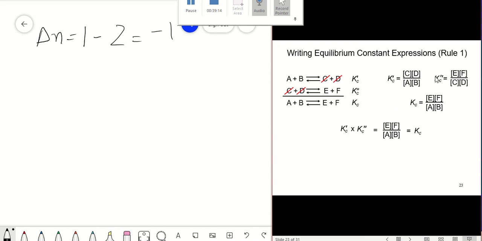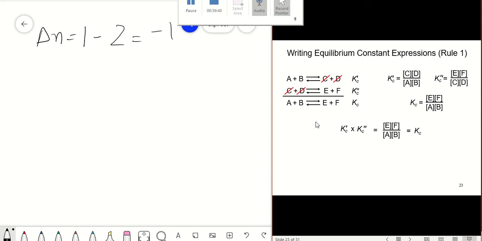I multiply these two, right? Concentration of C gets cancelled, concentration of D gets cancelled. What am I left with? I'm left with concentration of E, F divided by concentration of A, B. That's exactly similar to what we got for Kc. So can I say that Kc equals Kc prime times Kc2 prime?